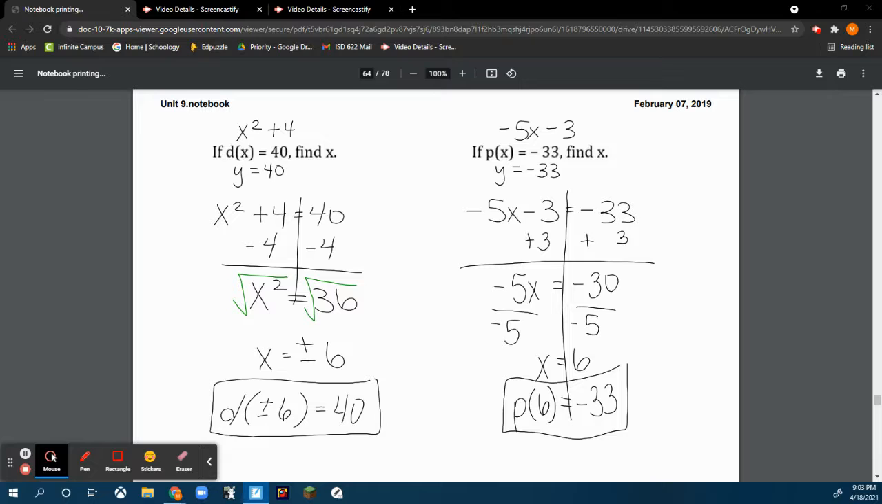Again, p of x equals negative 33. So we're going to say negative 33 equals negative 5x minus 3. We're just going to solve, same way we did on the last one. Plus 3 to both sides. Trying to get the x by itself. That equals negative 30 equals negative 5x. You divide by negative 5 on both sides. And we get negative 30 divided by negative 5, which is 6, and that equals x. So P of 6, which is our answer here, equals negative 33.